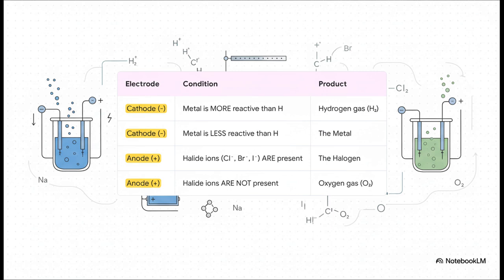Over at the positive anode, the rule is even simpler. If you have halide ions, that's chloride, bromide, or iodide, you'll get the halogen. If you don't have those, you will always get oxygen. Learn this table and you can solve pretty much any aqueous electrolysis problem they throw at you.